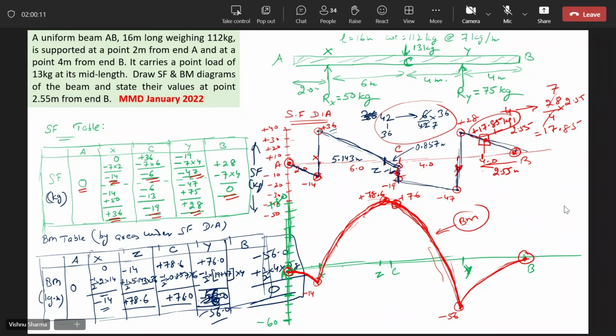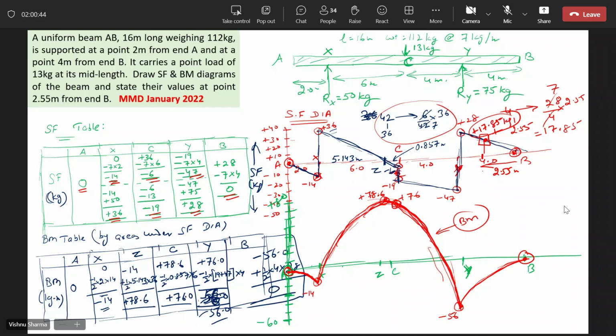But somebody may say, sir, what happens if it doesn't click for me? What happens if I don't have time? If you don't have time, then read from the graph and say from the graph, SF at 2.55 meters from end B is 17.6 kg. Suppose you read 17.6 kg, give 17.6 kg as the answer. Don't worry. Complete your question. Is that clear, class? Yes, sir.